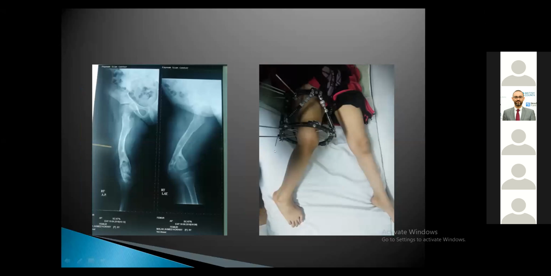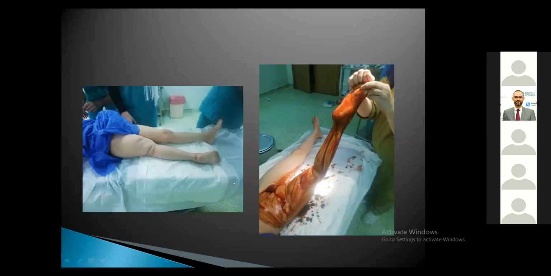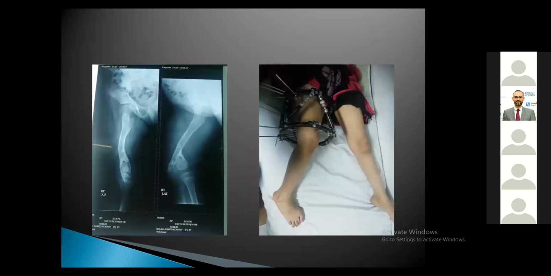This patient has a traumatic deformity of the middle and lower third of the femur. The patient has severe internal femoral torsion. We did an osteotomy and application of TSF. Firstly, we do correction of the rotation deformity. Then we do lengthening for this patient.